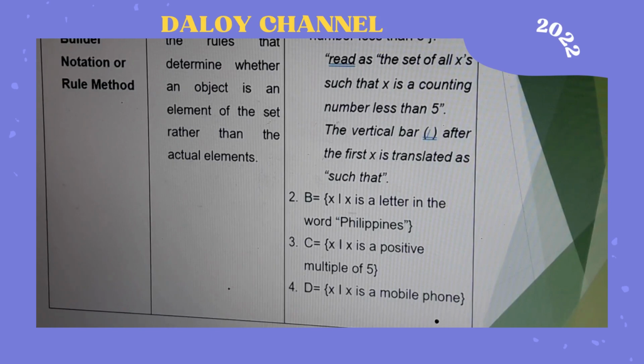Letter B, number 2 rather, is represented by set builder notation in the form of x such that x is a letter in the word Philippines. Number 3, letter C: x such that x is a positive multiple of 5. Number 4, set D: x such that x is a mobile phone. So those are examples of set builder notation.